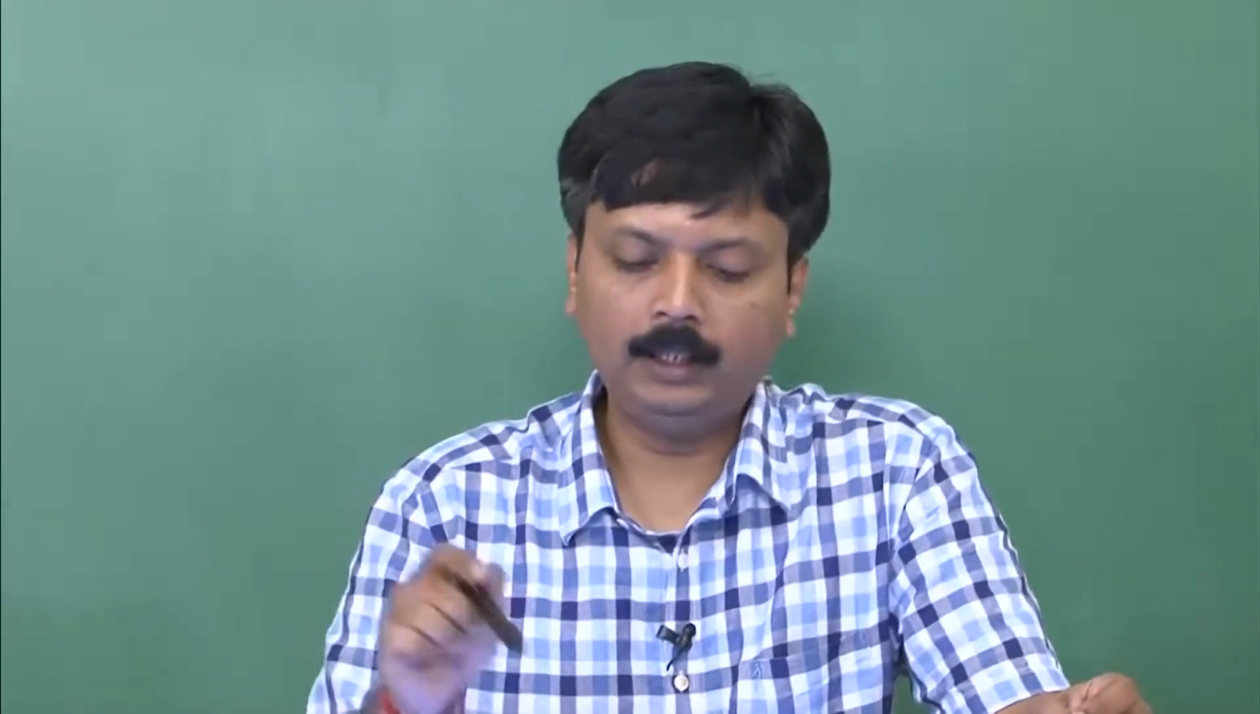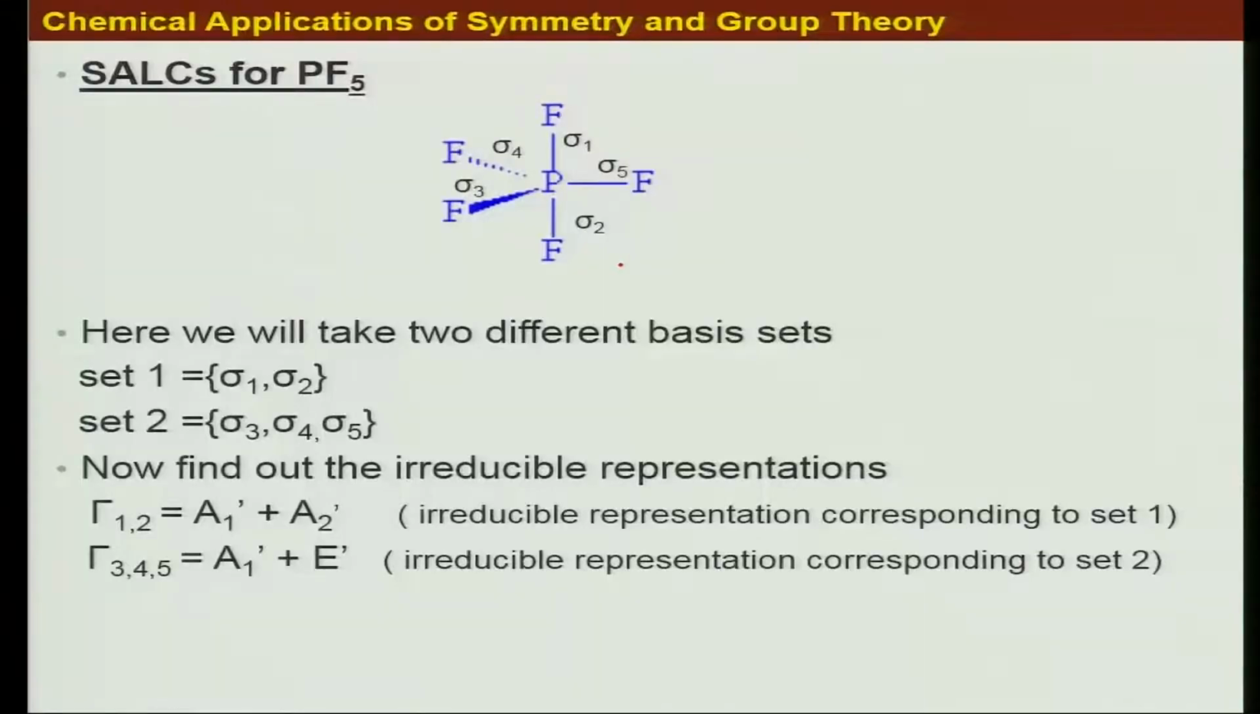So in case of PF3, when we set out to form the SLCs, first we have to choose the basis functions. Now here you see that the two axial PF bonds are equivalent, while the other three equatorial PF bonds are equivalent. Now these axial and equatorial PF bonds are not equivalent, so I have to treat them separately.